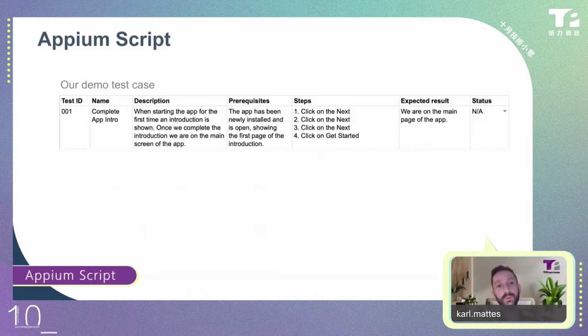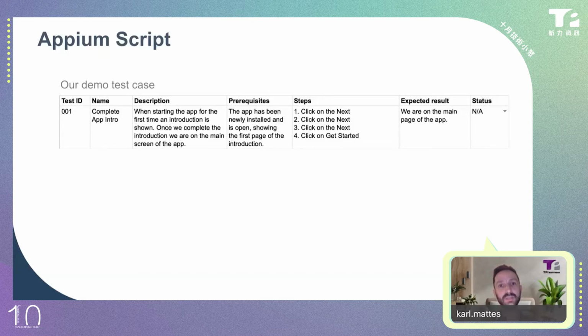Now the next step would be to translate our test case into test code. And now we haven't actually decided on a test case yet, so I came up with this basic demo test case. As we're testing Wikipedia, when you're opening up the application for the first time after you freshly installed it, it will show an introduction screen. So I thought for our demo test case, we can just click through the introduction. And once the introduction is finished, we make sure that we are on the main page of the application.